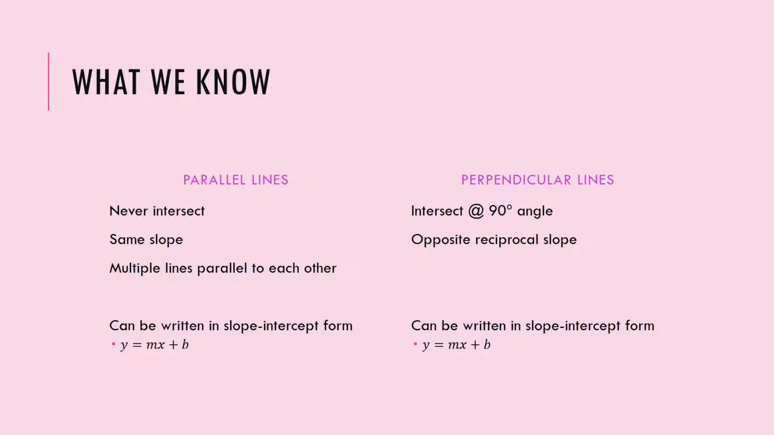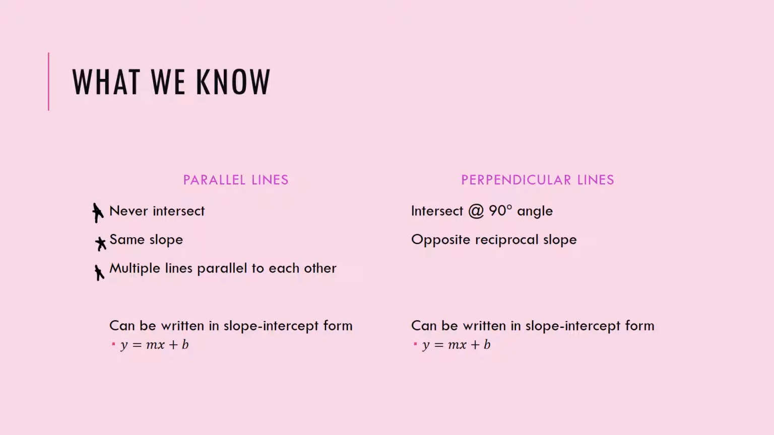Well, we know that parallel lines never intersect. We know that they have the same slope. And we know that multiple parallel lines are going to be parallel to each other, no matter how many. So you don't just have two parallel lines, you could have three, you could have four, you could have 50 million parallel lines, okay? And we know that it can be written in slope-intercept form, which is y = mx + b.